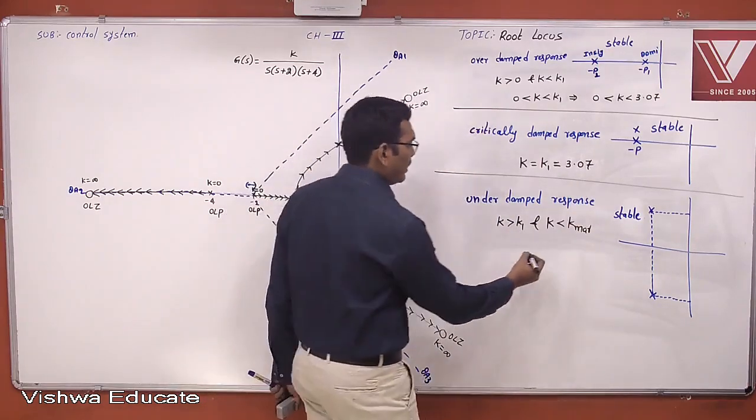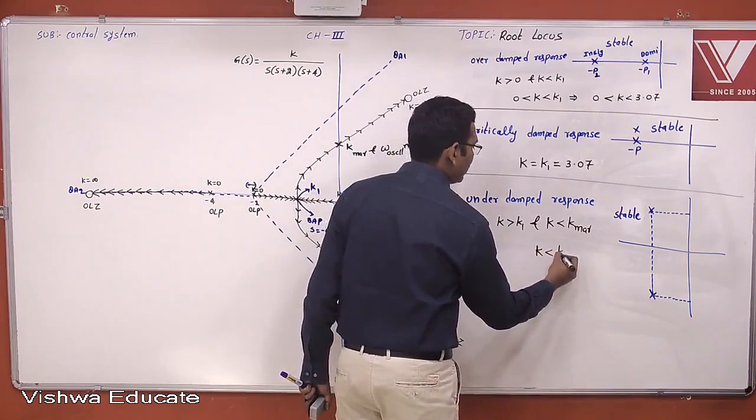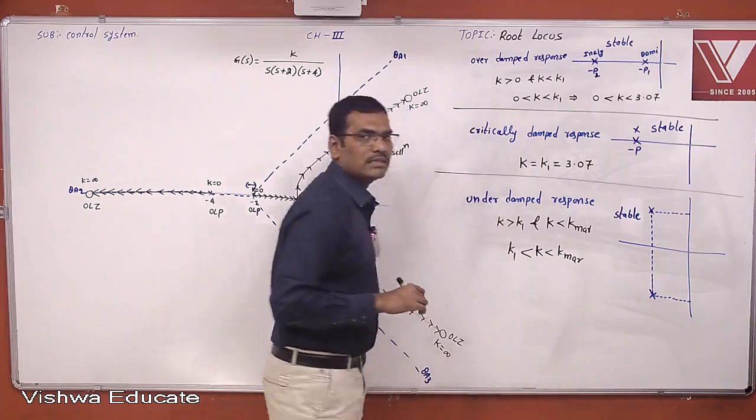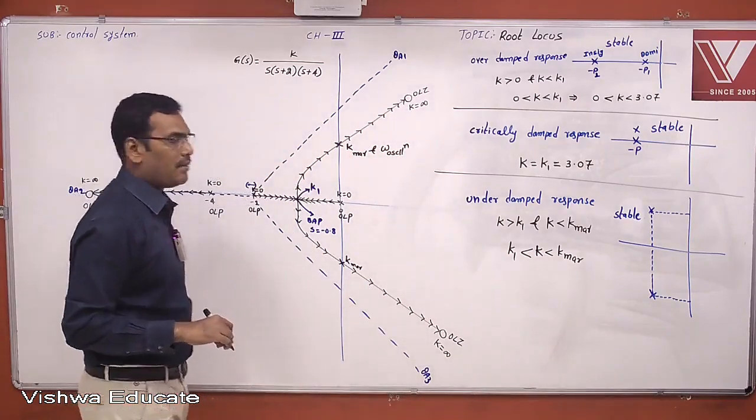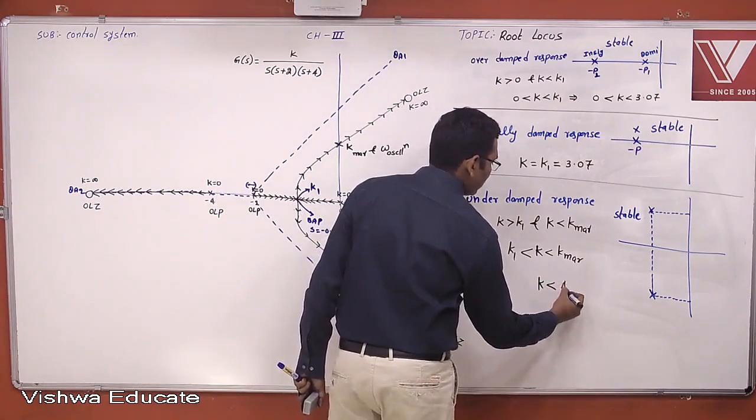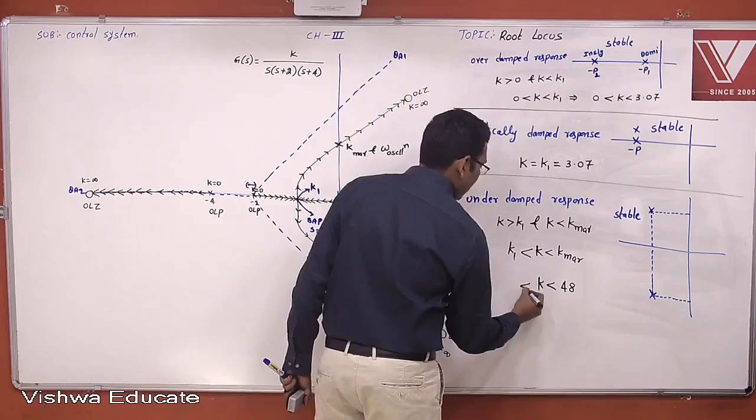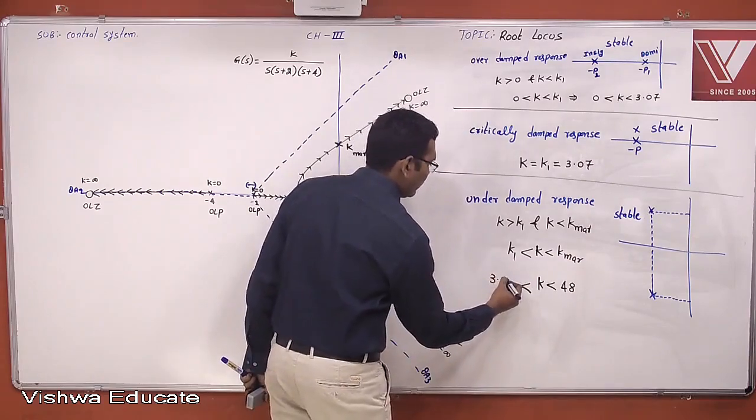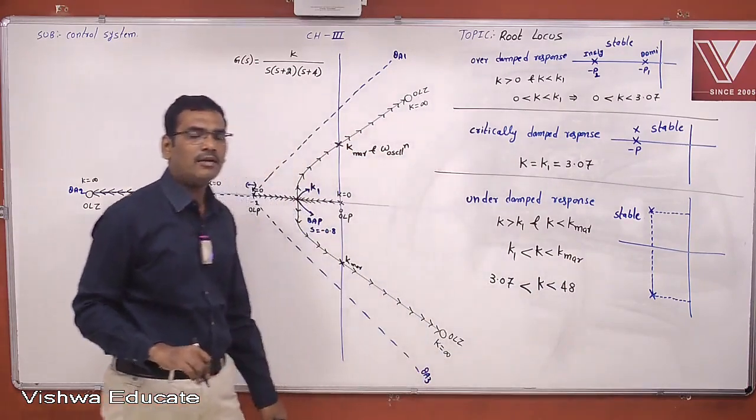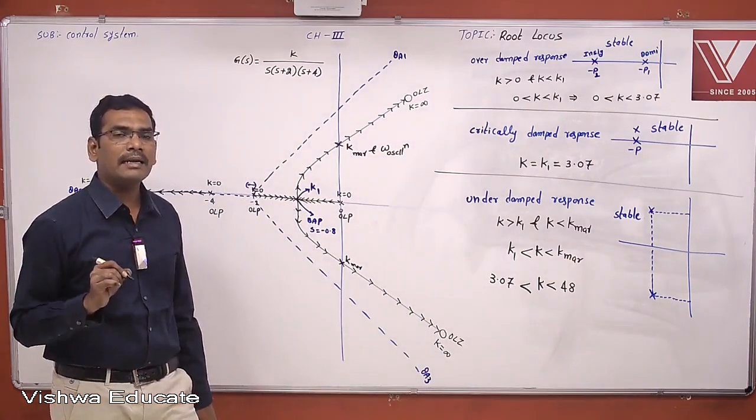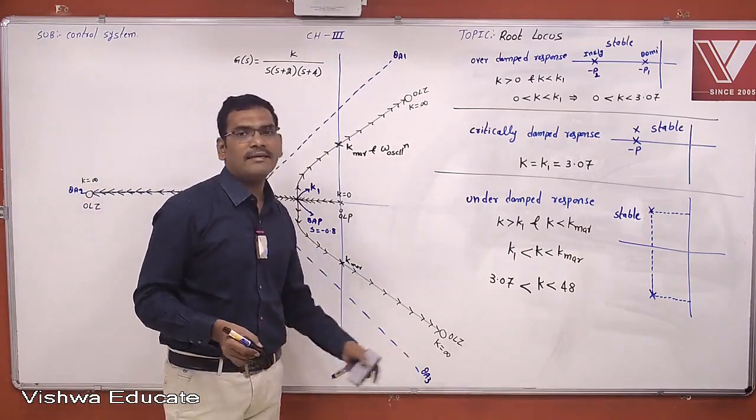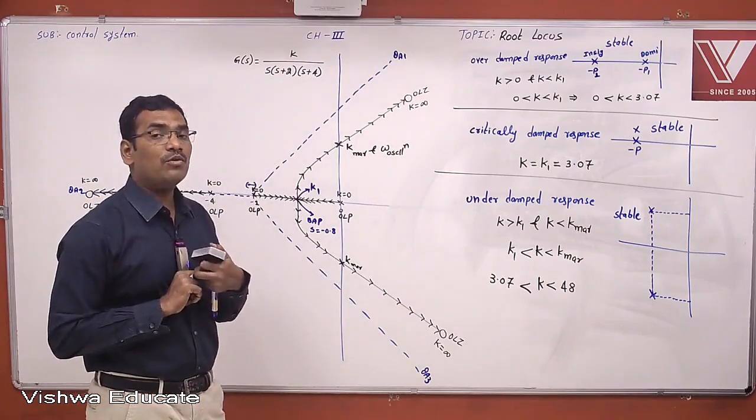Therefore, when k is less than k margin and greater than k1, then the root locus diagram is said to be under damped response. Therefore, when k is less than k margin, which is 48, and greater than k1, which is 3.07, as long as this condition is satisfied, then that root locus diagram is said to be under damped response. Okay.